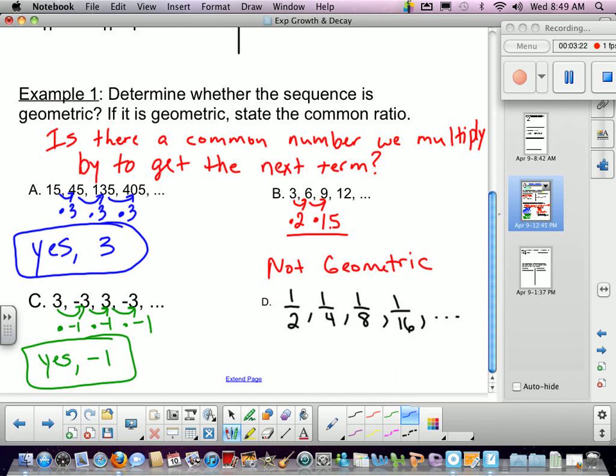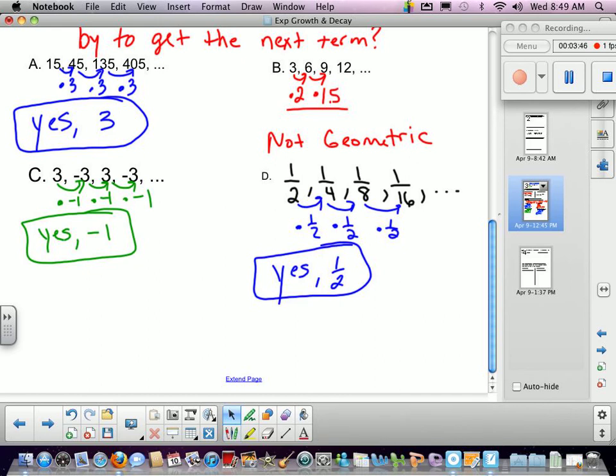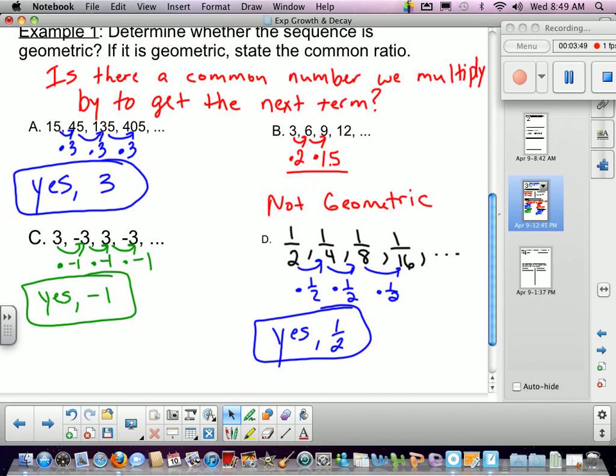And the last example in this group, what do we have to multiply 1/2 by to get 1/4? 1/2. So is that a geometric sequence? The answer would be yes, and the common ratio would be 1/2. So in determining whether or not something is a geometric sequence, we're going to make sure that we're multiplying by the same number each time to get the next term in the sequence.